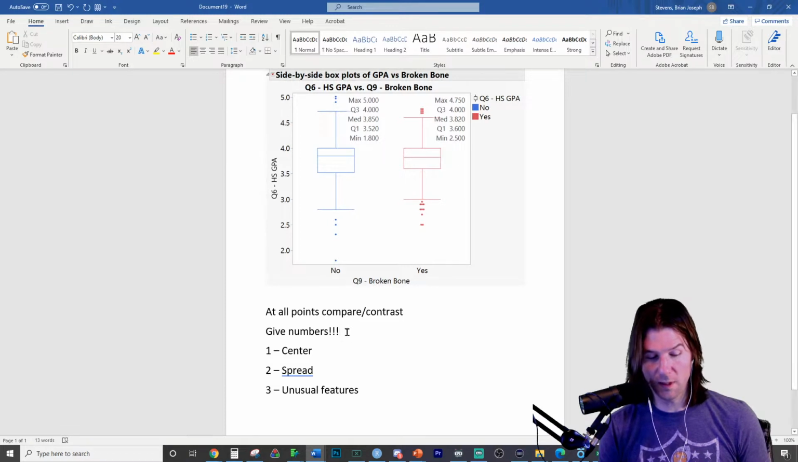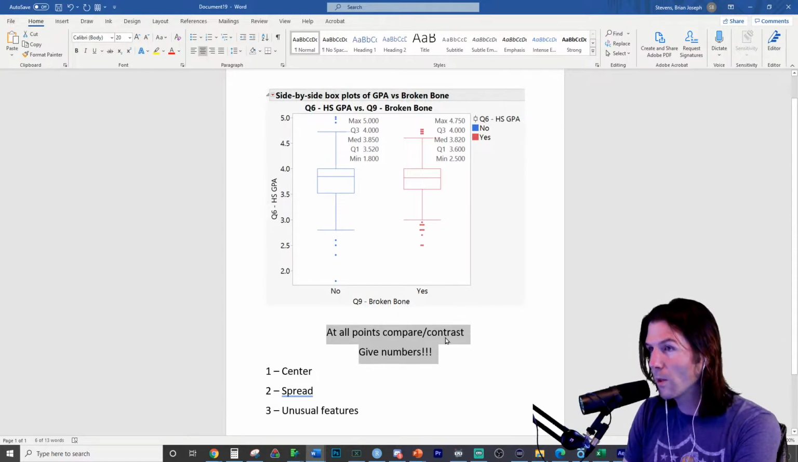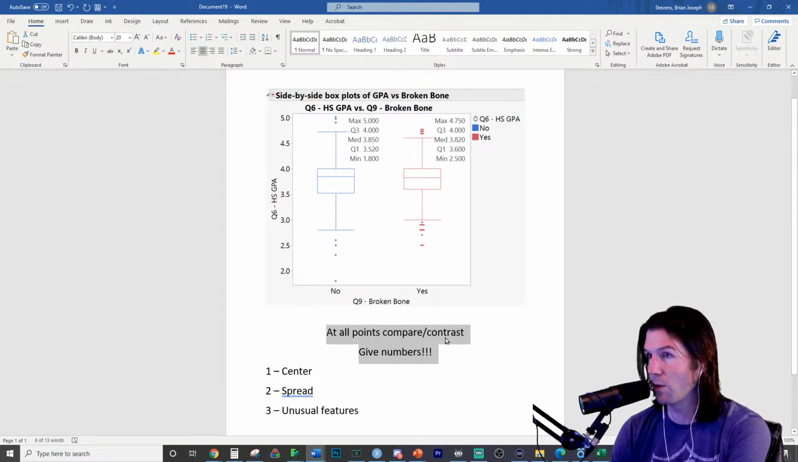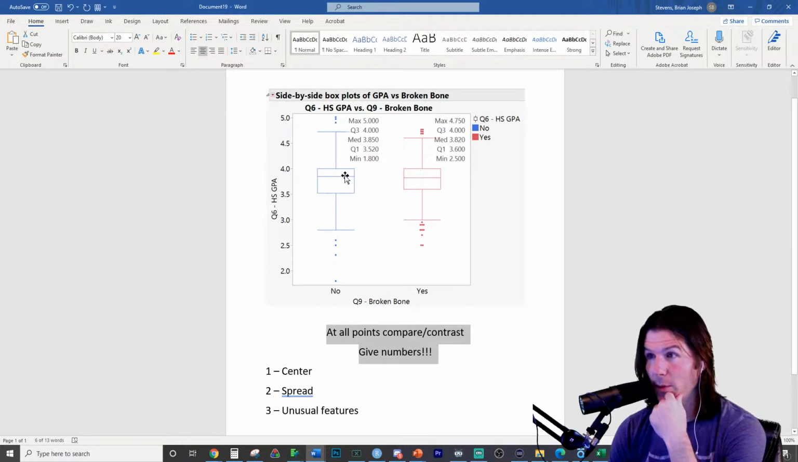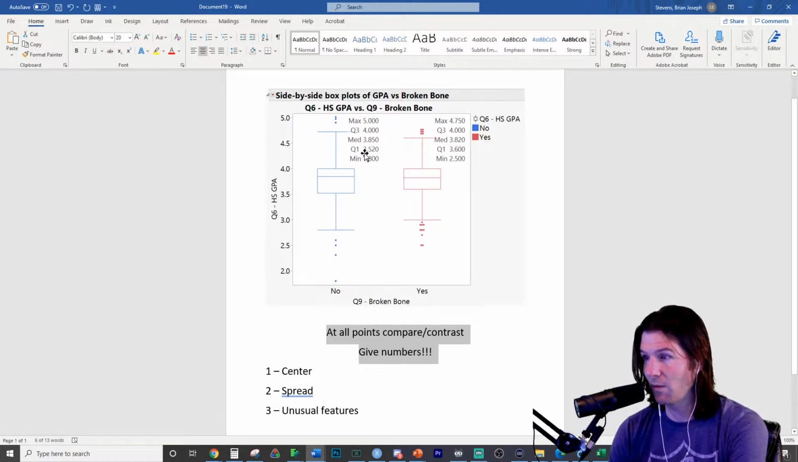So what do I mean by give numbers? Well, let's think about even just one sentence we could write for the centers right here. We are comparing the high school GPAs of those who have broken a bone versus those who have not broken a bone. What is something we could say? For people who have not broken a bone, the median or 50th percentile of high school GPAs was 3.85. We can contrast, or comparatively, people who have broken a bone had a similar but slightly lower median GPA, 50th percentile, of 3.82.